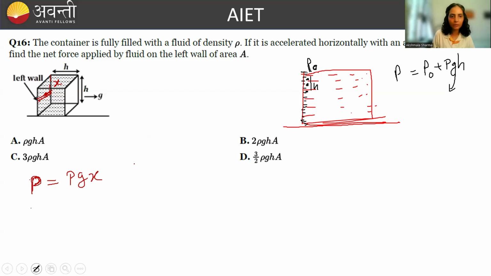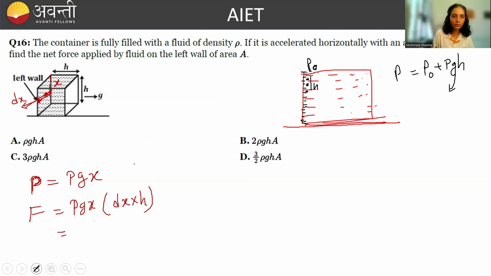If we talk about force, then force will be equal to what? Because pressure is equal to force per unit area. So if we have to calculate force, we will multiply pressure with area. What will be the area of this strip? The length is x, and the other side is h, because this is a cube of side h. So rho g x into this width, which is taken as dx, so it will become dx into h.